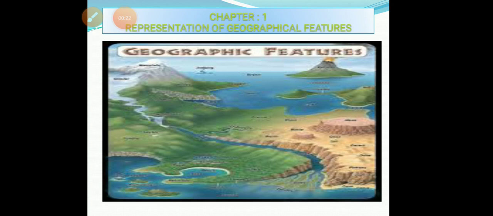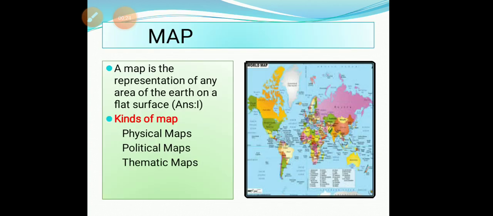First we will learn about maps. What do you mean by a map? As you know, the earth is spherical, round in shape. How do we represent the curved surface of the earth or any part of it on a flat surface? We do this by drawing maps. What is a map? A map is a representation of any area of the earth on a flat surface.